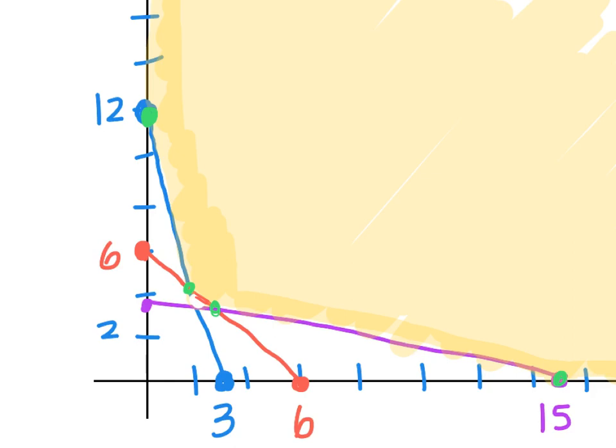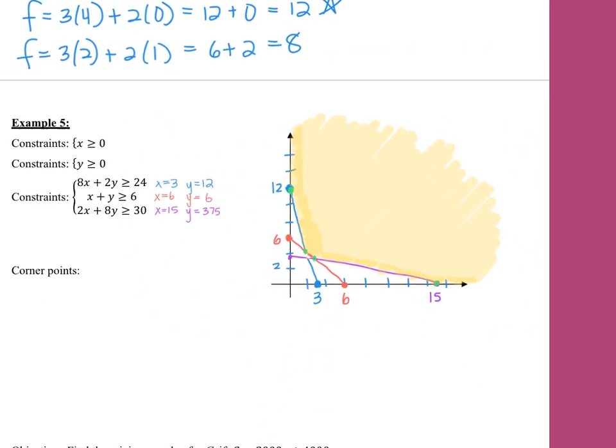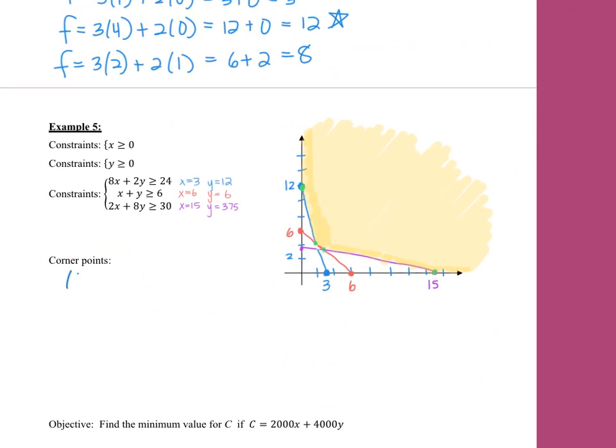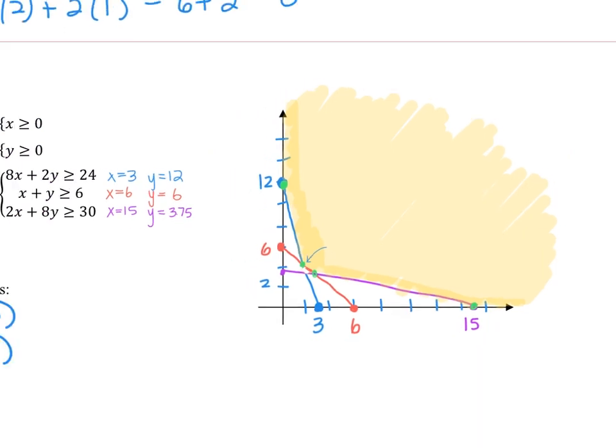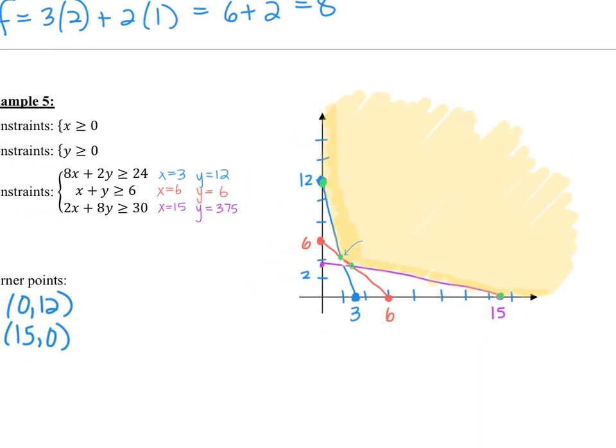So let's state the corner values that we know first off. The first one we know is 0, 12. That one's easy. And we know 15, 0. Those are the ones that are sitting on the x-axis and the y-axis. Okay, let's look for this one. Because of my color coding, I can tell that is the intersection of blue with red. So blue and red are my top two equations here. Okay, that's blue with red.